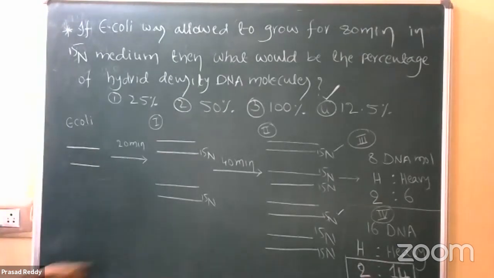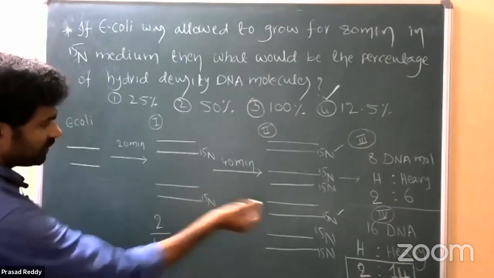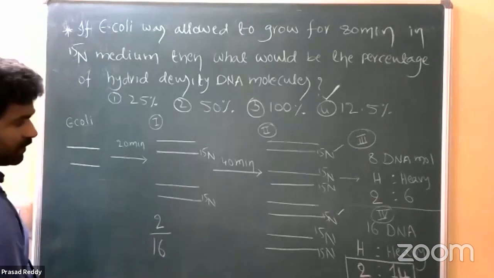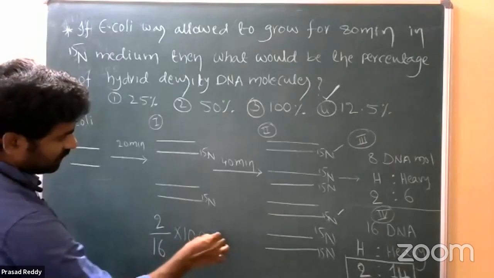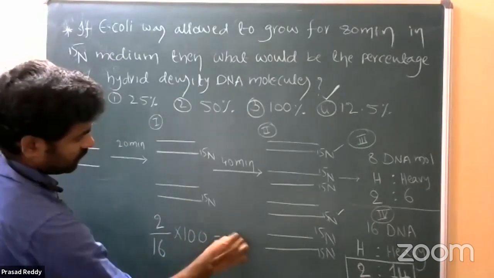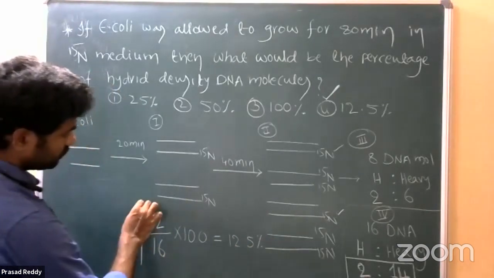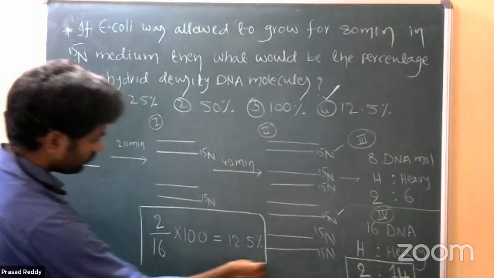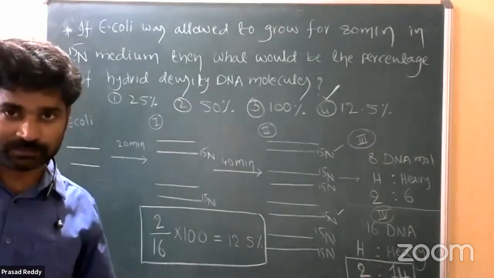Otherwise, you can take 2 by 16. The total DNA molecules here are 16, and 2 are hybrid DNA molecules. So 2 by 16 into 100. Better to take it like this, and you will directly get the answer. Easily you get the answer.